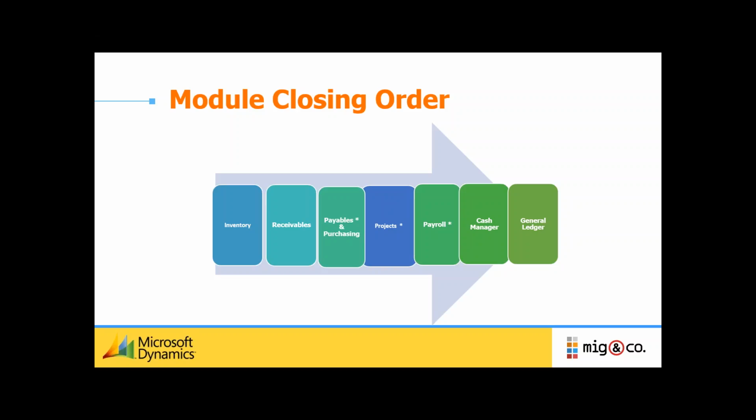Cash manager is when we reconcile our bank recs, our bank accounts to our cash detail, and we need to close that out and reconcile before we can do the general ledger. Again, the general ledger is the home plate or the final resting place for all of the posting processes, and that's where we get our financial statements.